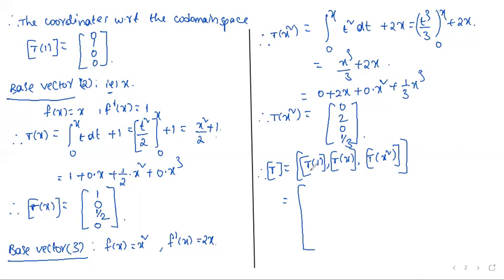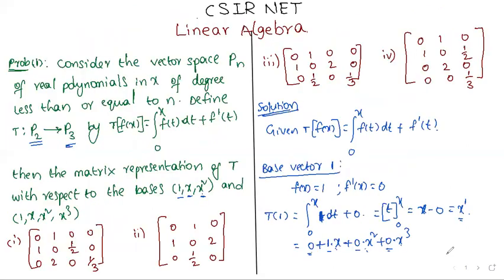So we can write in the columns T of 1 means 0 1 0 0 0 1 0 0, and the next matrix 1 0 half 0, and the next 0 2 0 1 by 3. So finally, this is the coordinates of the images with respect to the coordinate space of the columns. So 0 1 0 0. So we can check in the options. So the fourth option is the right answer.